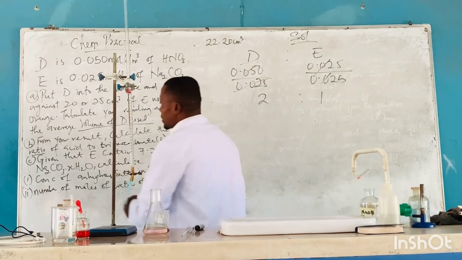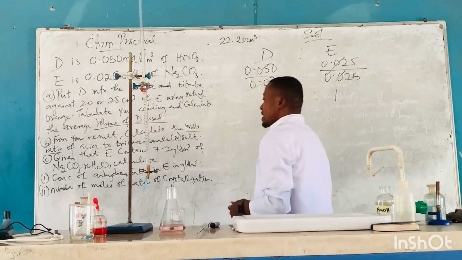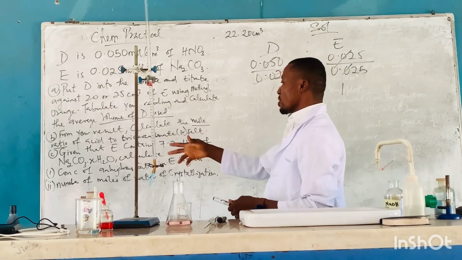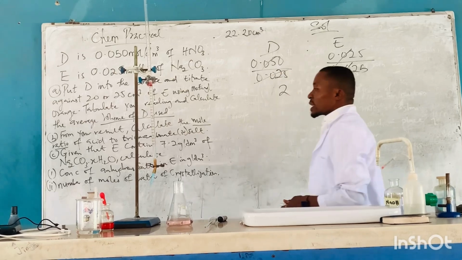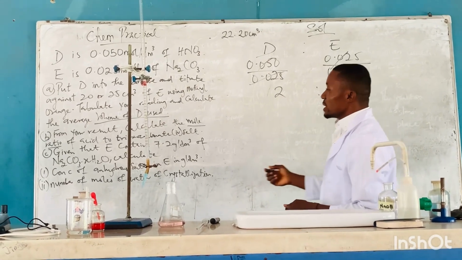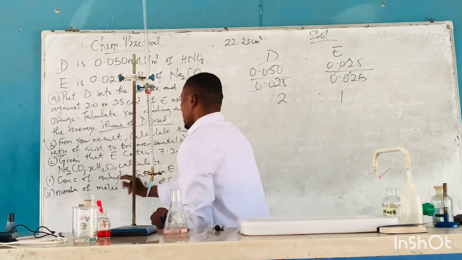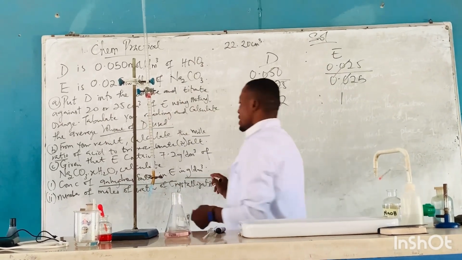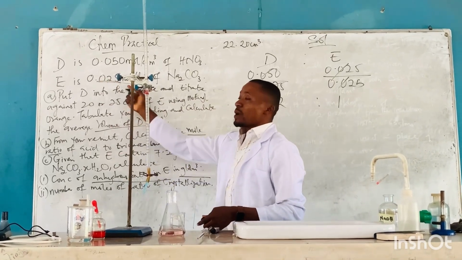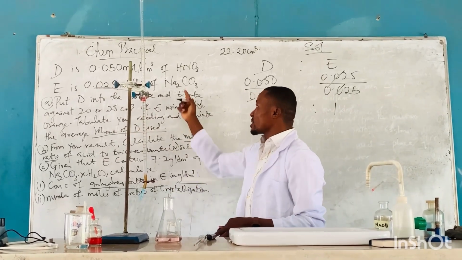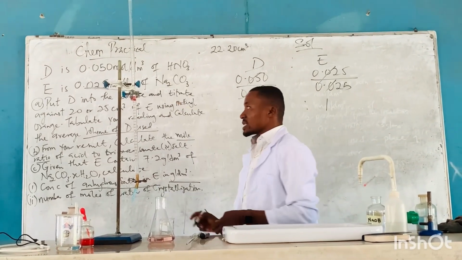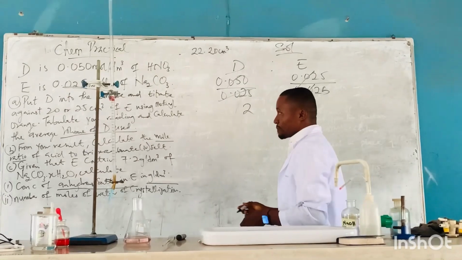Now the next one is C. Given that E contains 7.2 gram of dehydrated salt, calculate conc of anhydrous salt. In this case, it's very, very easy to calculate. What we're going to do is calculate the conc of anhydrous salt in gram per dm3. That means we're going to calculate only this salt. Convert this mole per dm3 to gram per dm3, because the salt given here doesn't have water of crystallization. So you need to convert it before you start solving. Let's do that quickly.